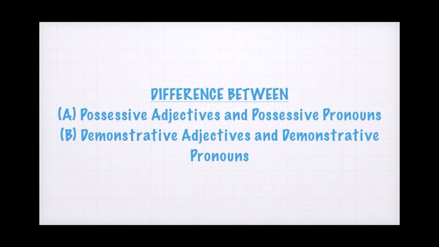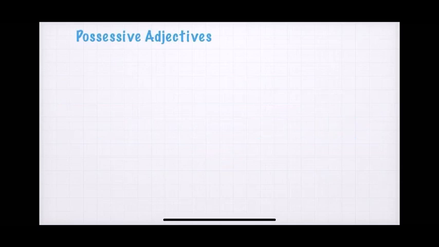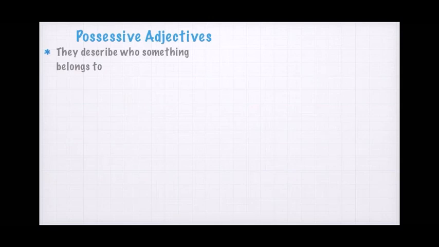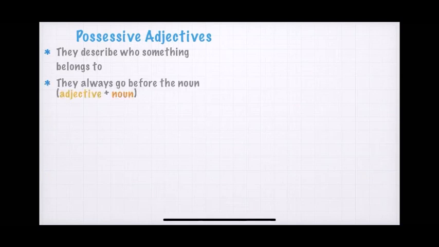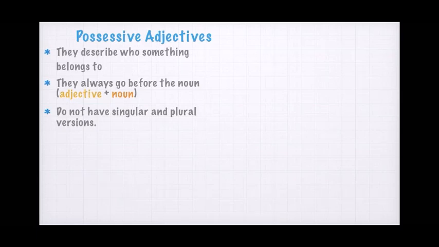Next, we are going to see the difference between possessive adjectives and possessive pronouns, and demonstrative adjectives and demonstrative pronouns. Possessive adjectives. Possessive adjectives, we already know, describe who something belongs to or show ownership or possession. Possessive adjectives always go before the noun. So we have possessive adjectives followed by the noun. Possessive adjectives do not have singular and plural versions. Now what do we mean by this?